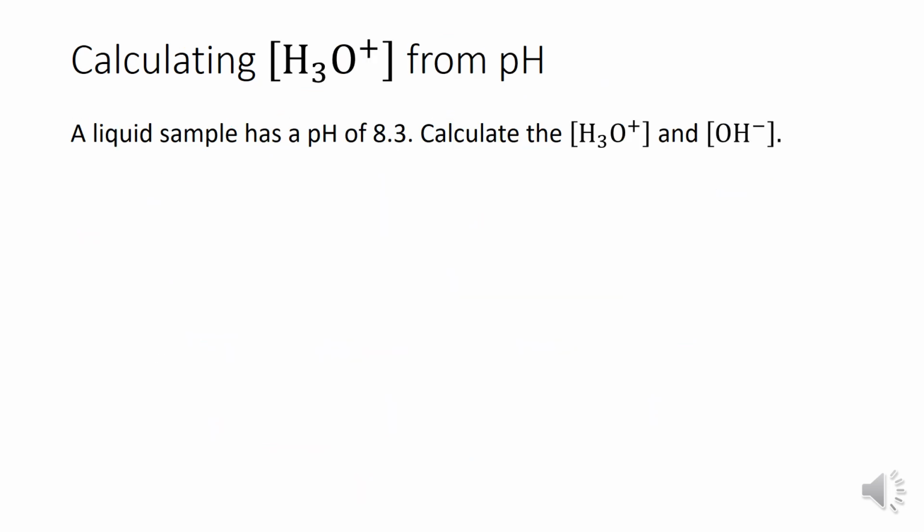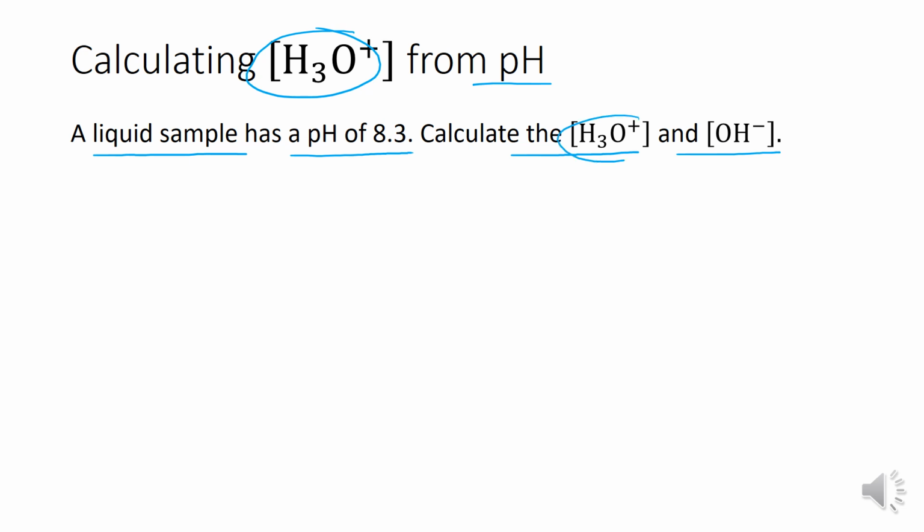Now let's do the opposite of what we did in the previous slide. Let's calculate the hydronium ion concentration from the given pH. We have a liquid sample with a pH of 8.3, and we have to calculate the hydronium ion concentration and the hydroxide ion concentration.